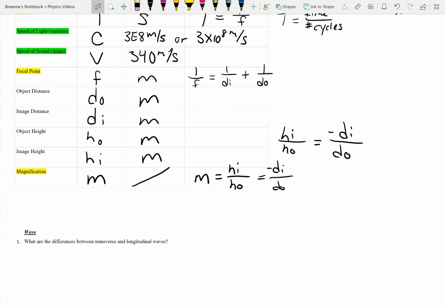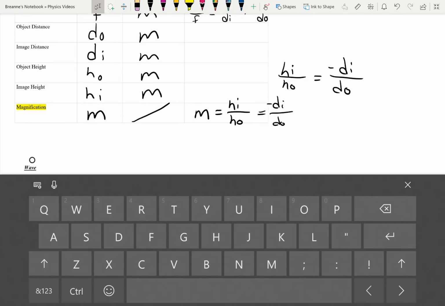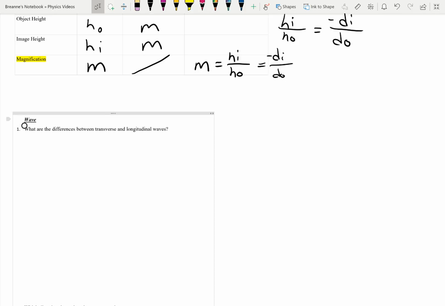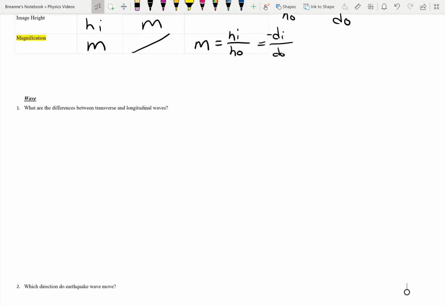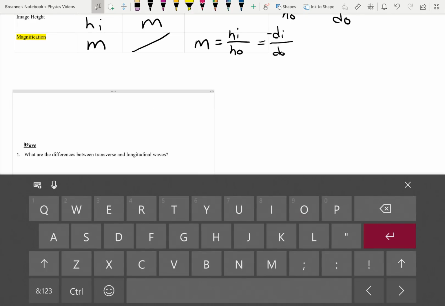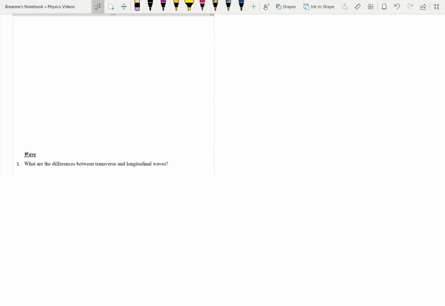Now, a couple of things when you're dealing with your lenses, so let me give myself some space here. No, that's not working. Let's try that again. No. Really? Just give me issues. There we go. Give me some space.